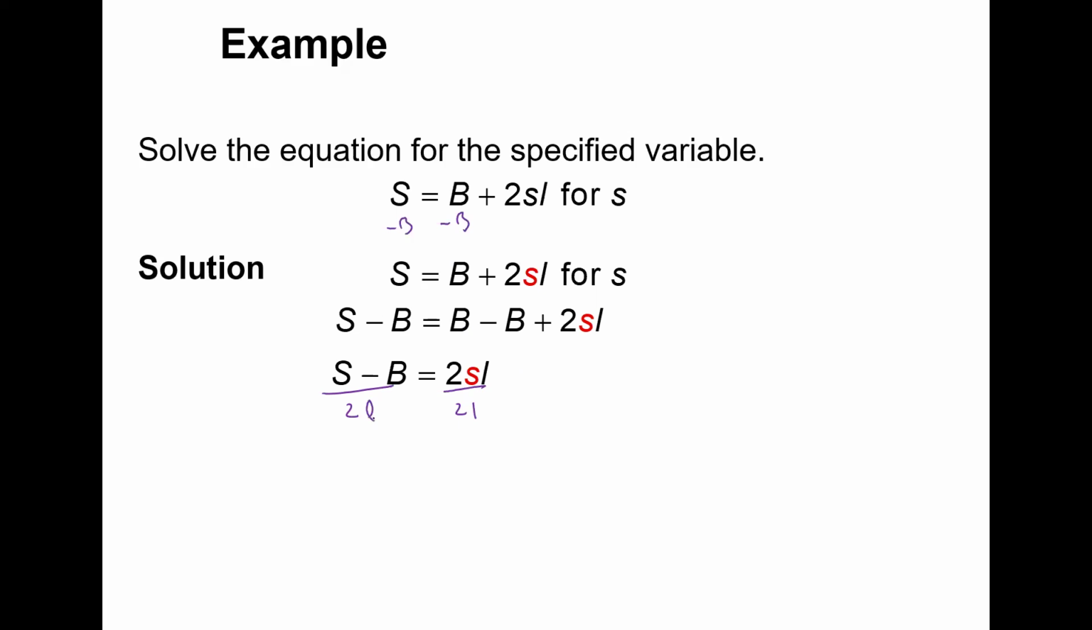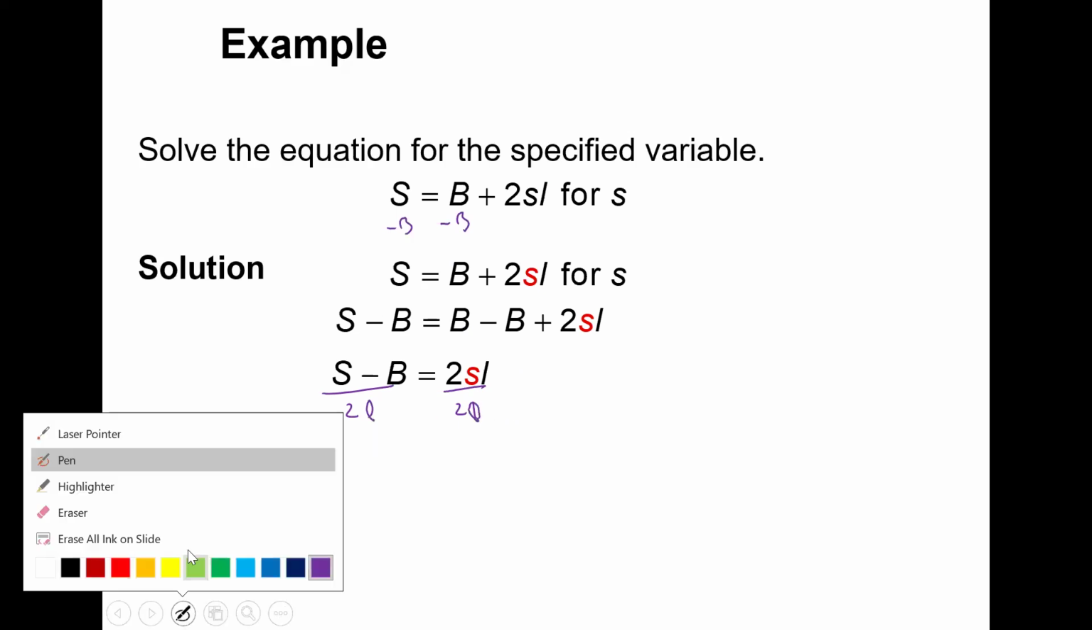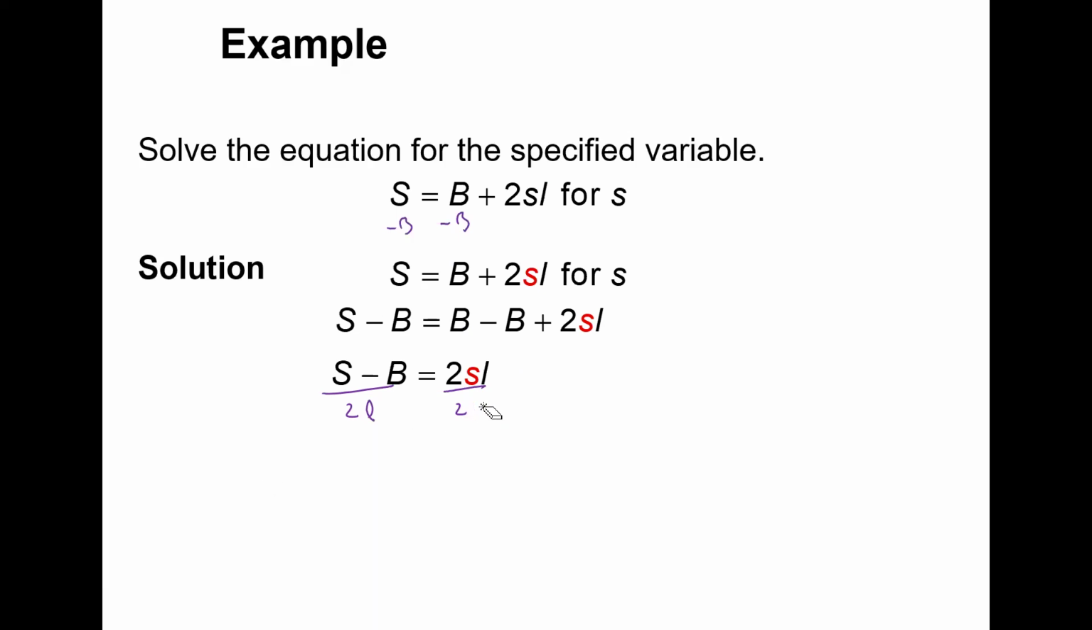Maybe I should make an L like that so it looks a little bit better. Well, that's not a very good L either, but that's beside the point. So let's erase that. There we go. And so s is then s minus b over 2l.